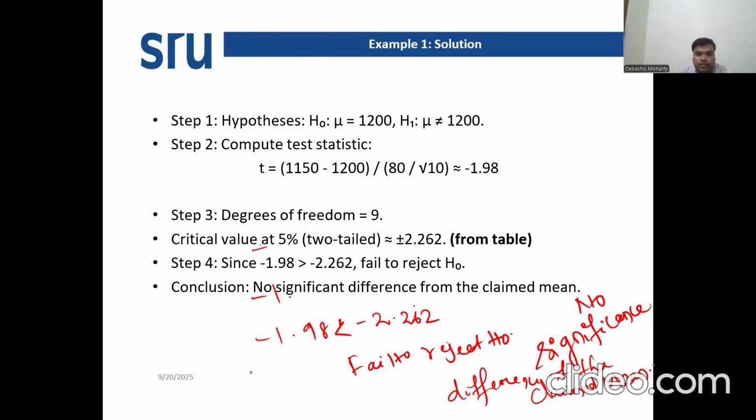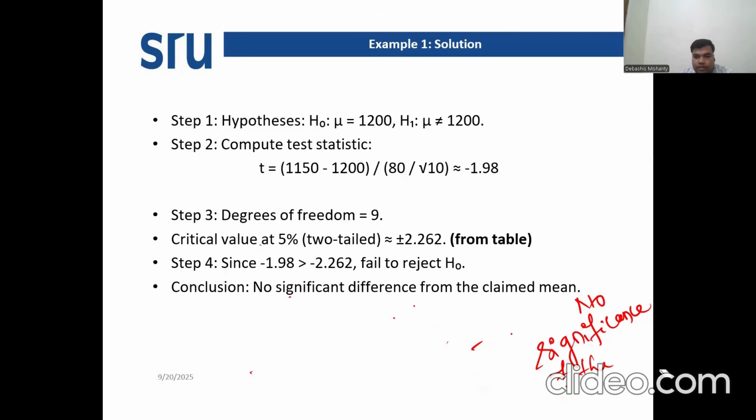So in this way we can use the t distribution and we can easily calculate whether we reject the null hypothesis or fail to reject the null hypothesis. And if we fail to reject the null hypothesis, there is no significant difference in the claimed mean. And if we reject the null hypothesis, there is a significant difference in the claimed mean. Right.